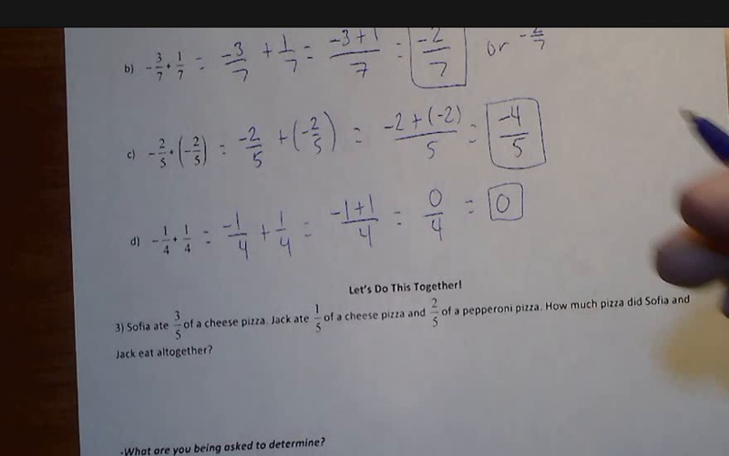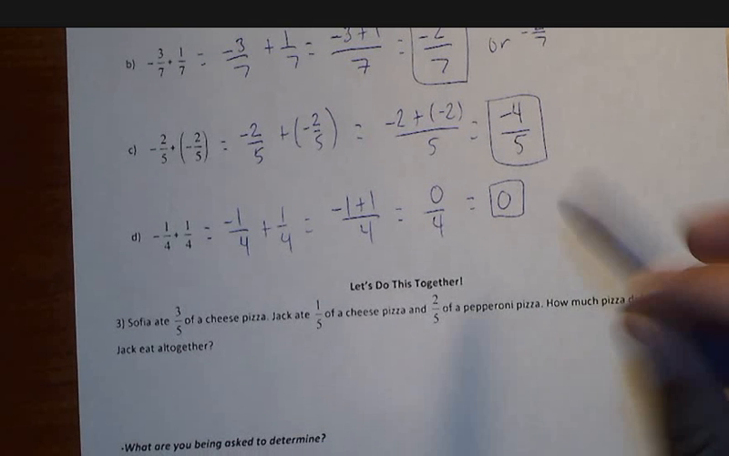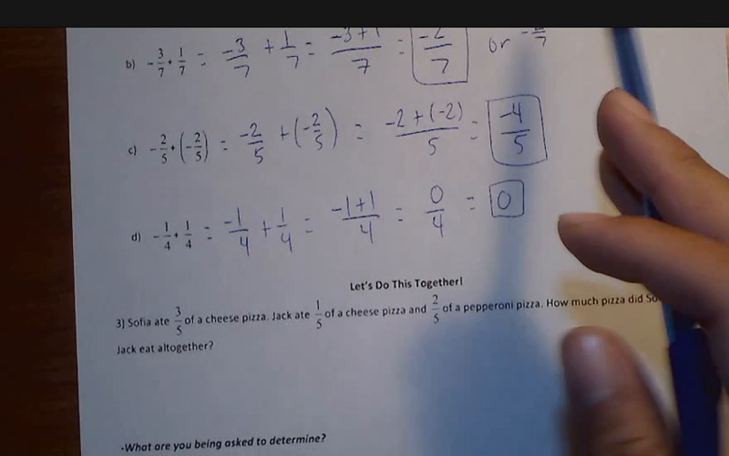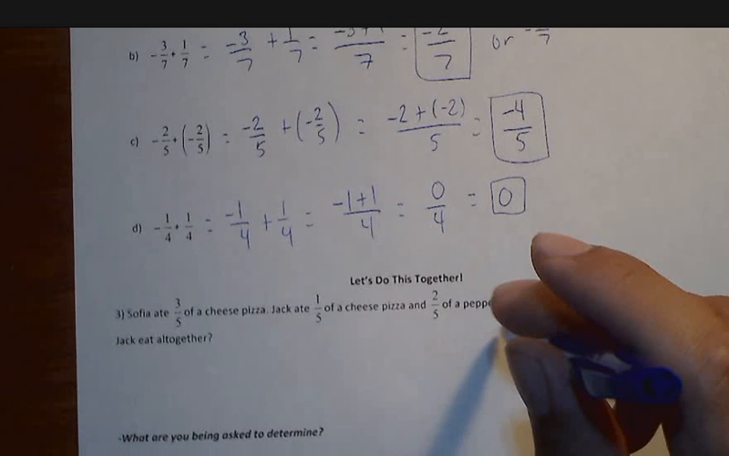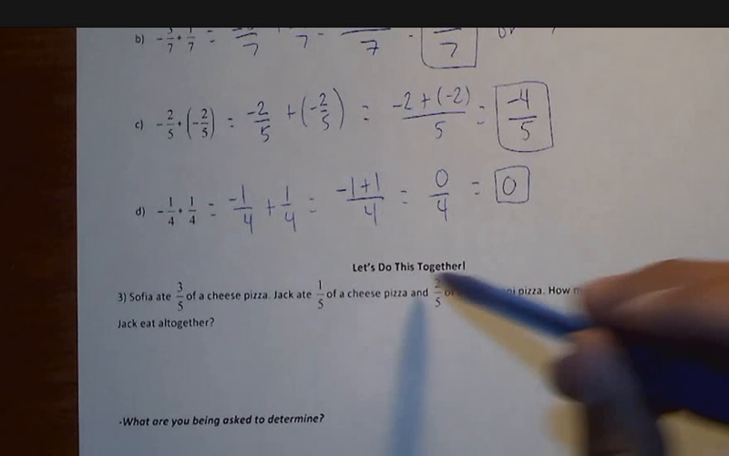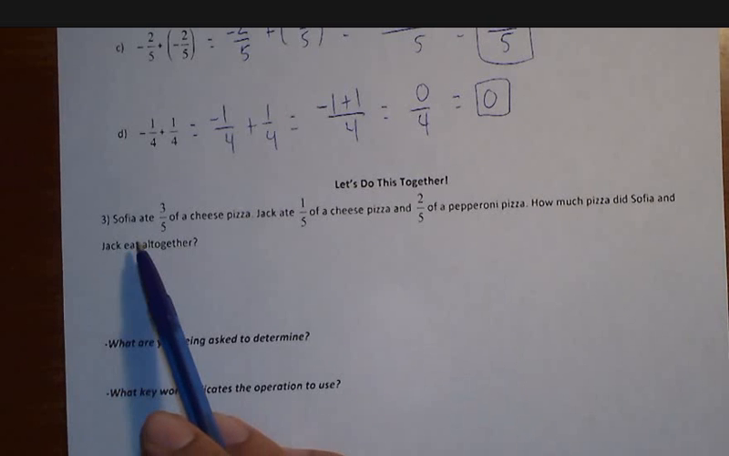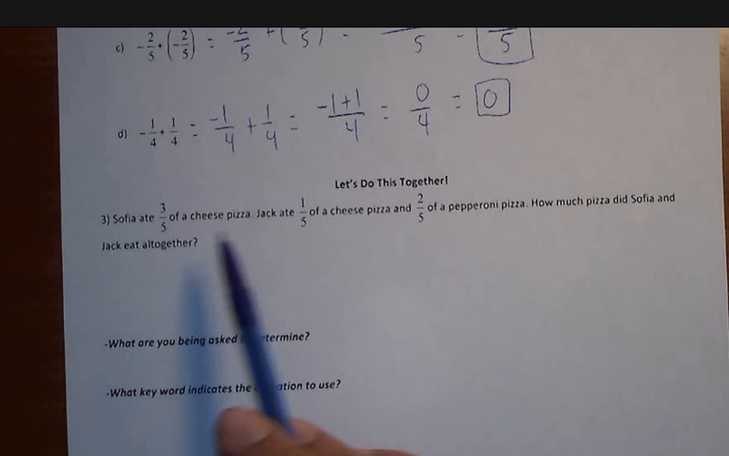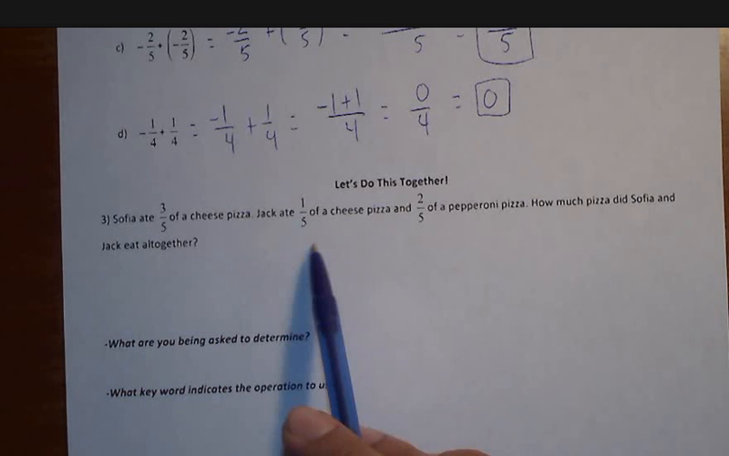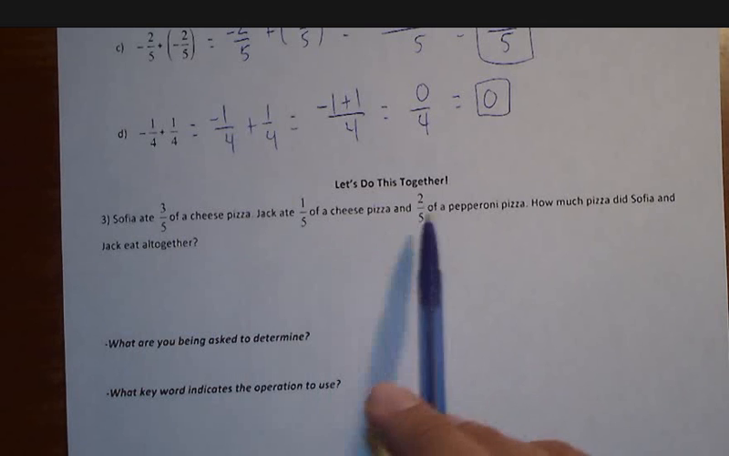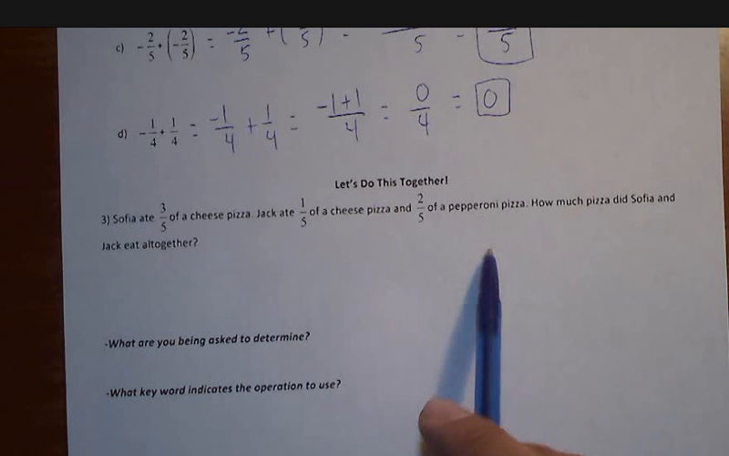All right, now that we've done a few problems together, let's go ahead and work on a word problem. So we're going to do this one together. Number 3 says, Sophia ate 3/5 of a cheese pizza. Jack ate 1/5 of a cheese pizza and 2/5 of a pepperoni pizza. How much pizza did Sophia and Jack eat altogether?